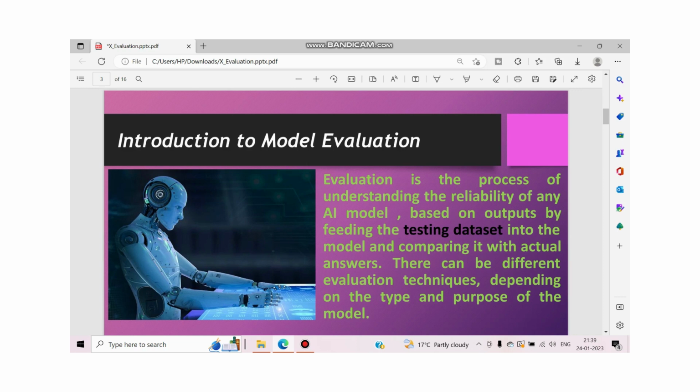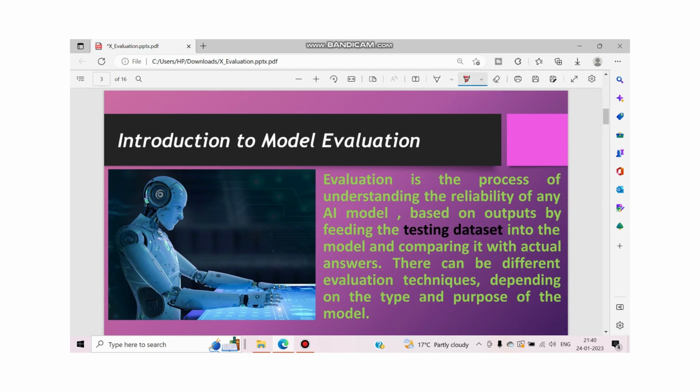So let's understand the definition. Evaluation is the process of understanding the reliability of any AI model. Reliability means whether it is accurate, whether it is giving accurate results or not, based on the outputs, by feeding the testing data set. Now students, this term is extremely important to understand. Now what is this term?